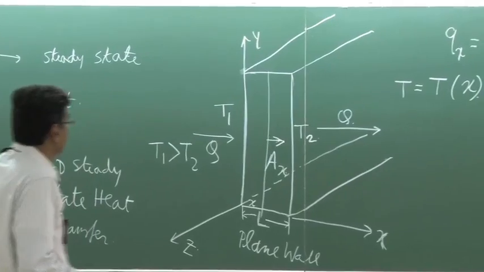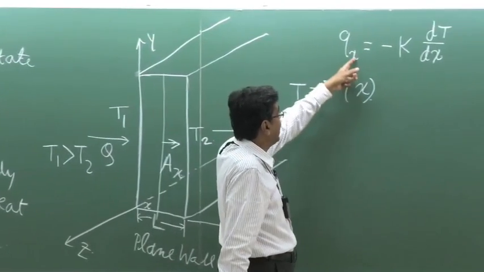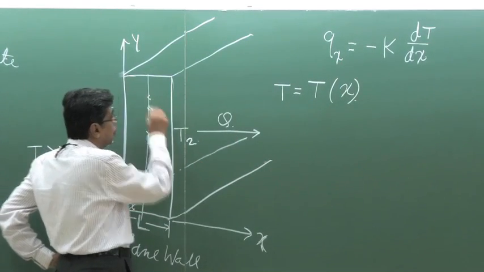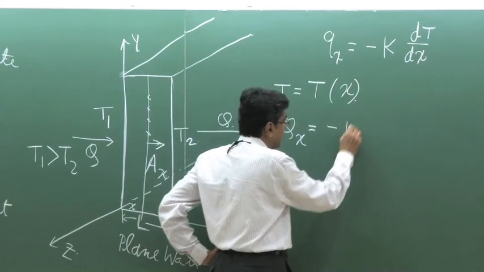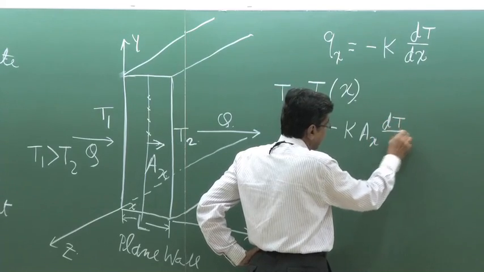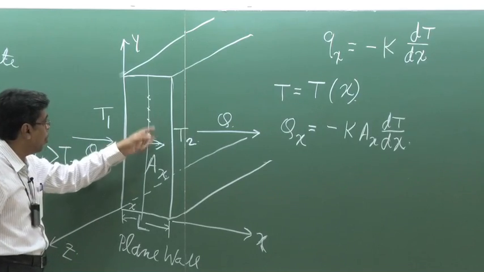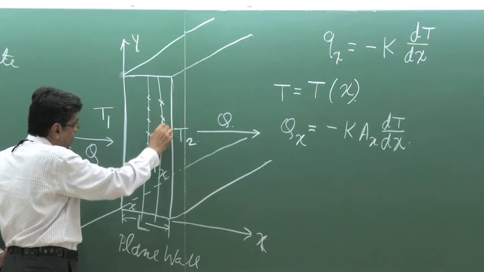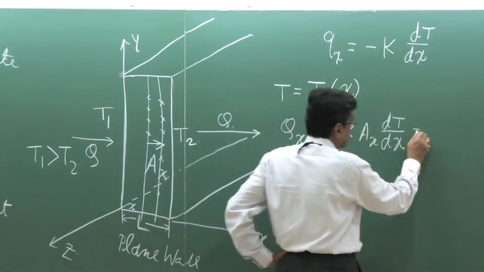Well, then we can tell that heat flux is constant at all points on this area, so that I can write Qx is equal to minus k Ax dT/dx. And if this is constant at all planes because of the requirement of the steady state, then one can write that this is equal to constant.